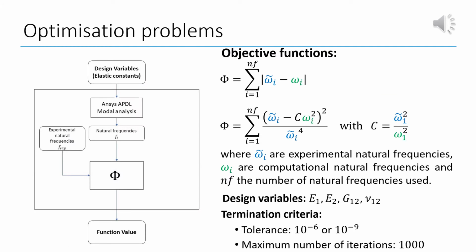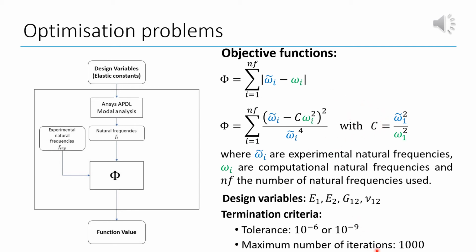Implementation. The flowchart represents the functioning of the objective function. The project variables are the elastic constants. These are introduced into ANSYS, which returns natural frequencies, being then related to the experimental natural frequencies through the phi function. The value returned by phi is evaluated by the optimization algorithm that selects the best solution. These are some of the objective phi functions that relate to the various frequencies of each specimen.